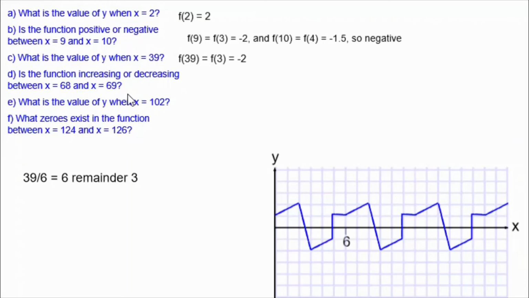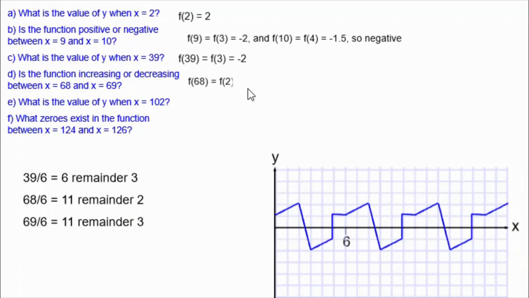Let's look at D. We need to know what's going on when x is equal to 68 and 69. So I'm going to divide both of those by my period. 68 divided by 6 is 11, remainder 2, and 69 divided by 6 is 11, remainder 3. So the remainders of 2 and 3 are the values that I need right now. f of 68 is the same as f of 2, which is positive 2. And f of 69 is the same as f of 3, which is negative 2. So therefore, the function must be decreasing as it moves from positive 2 to negative 2 in that interval.